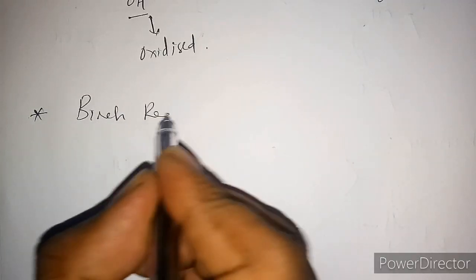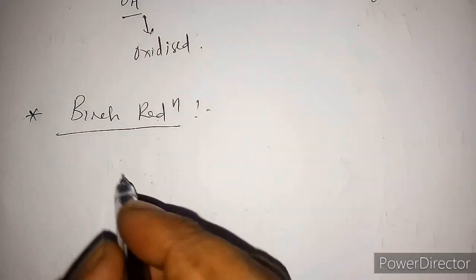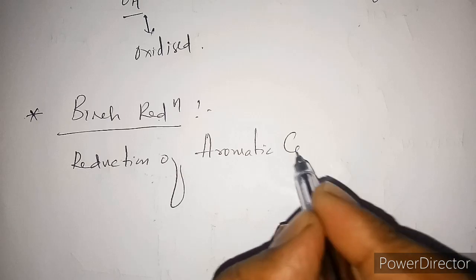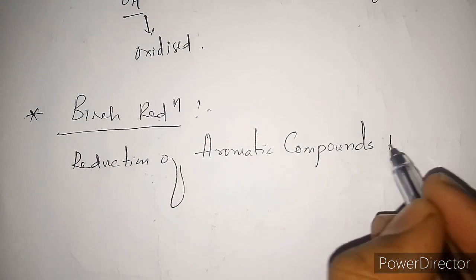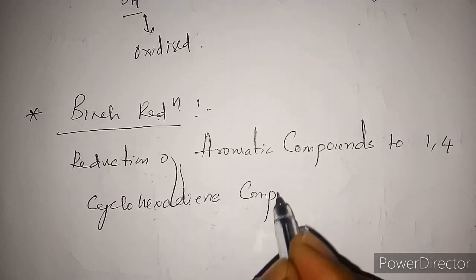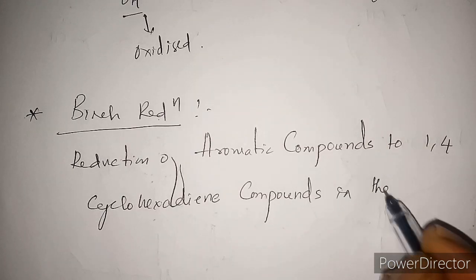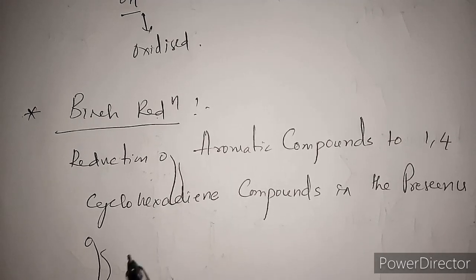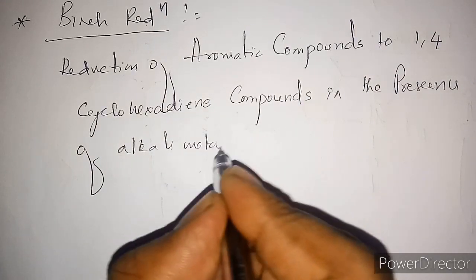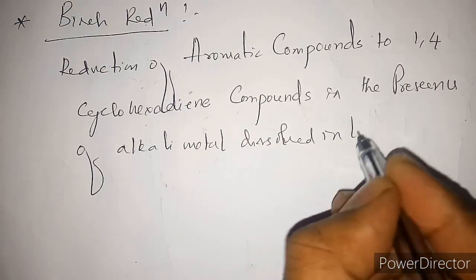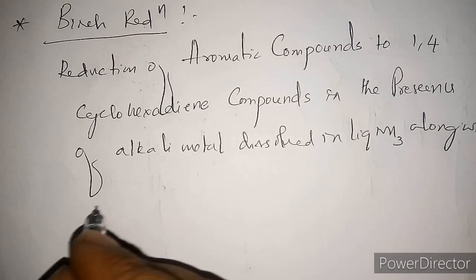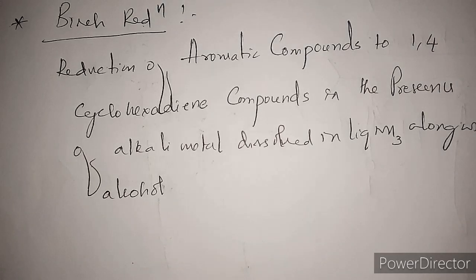The Birch reduction. So the Birch reduction involves the reduction of aromatic compounds to 1,4-cyclohexadiene compounds in the presence of alkali metal dissolved in liquid ammonia along with the alcohol. So this reaction we call it as a Birch reduction.